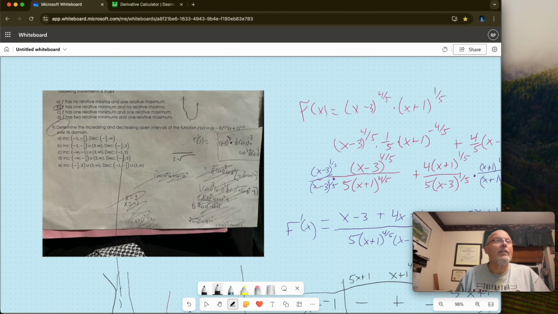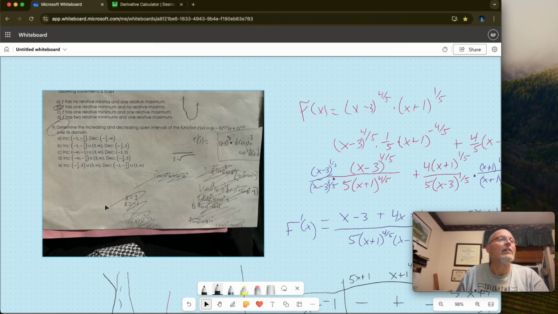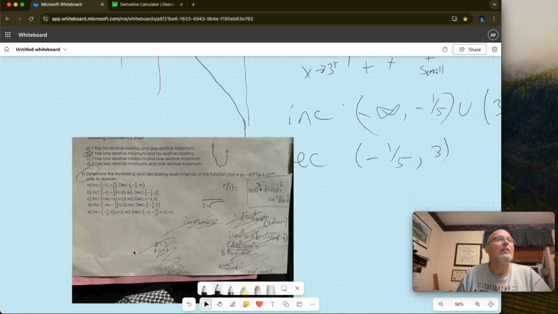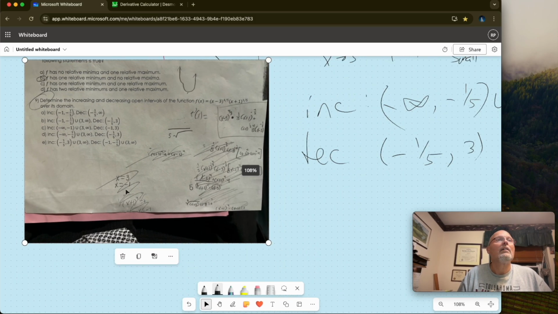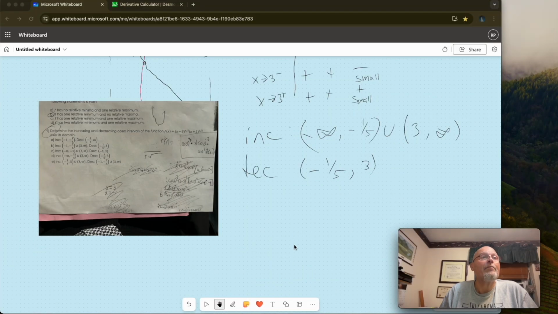let's bring it down here. That matches our answer for D. Negative infinity to negative 1/5, and then 3 to infinity, and negative 1/5 and 3. And that finishes that problem.